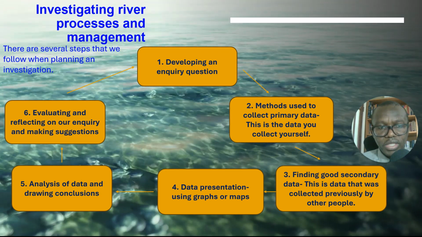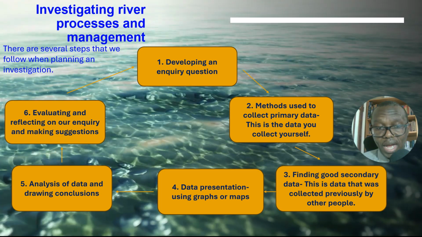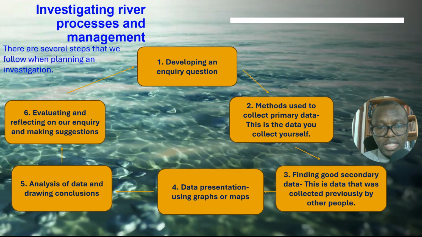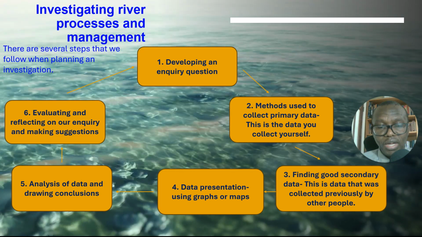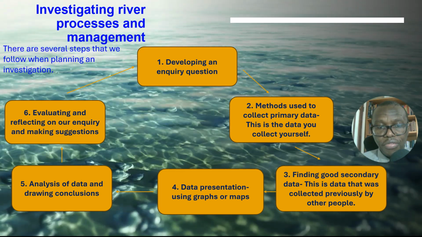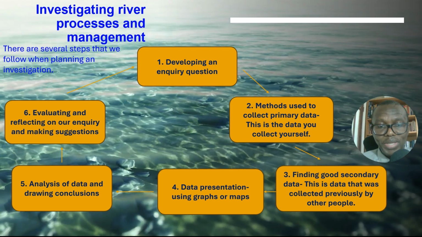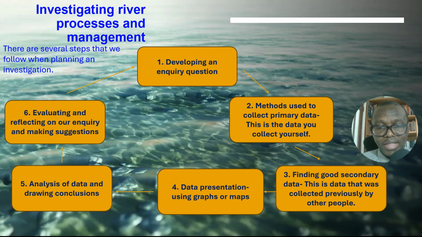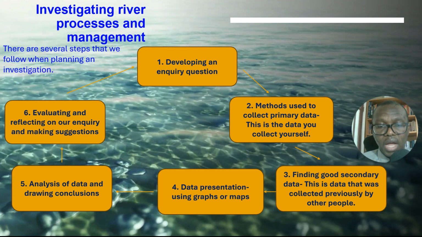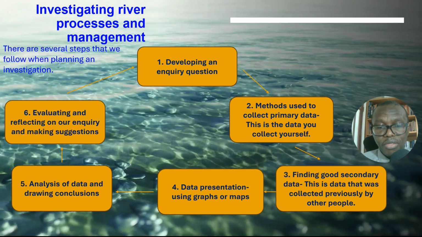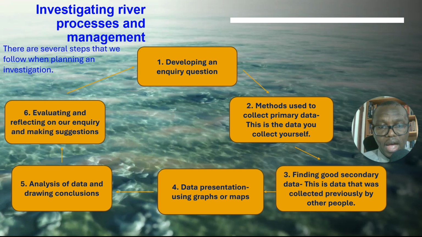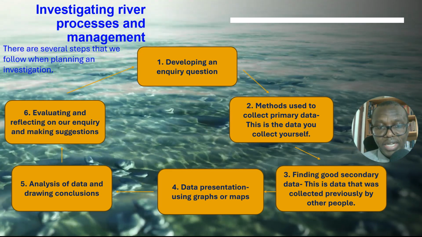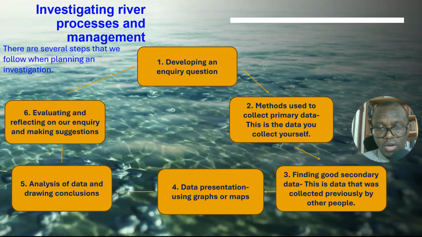So there are several steps that we need to follow when planning an investigation. Before we go out to the field, the first thing that we need to do is to develop an inquiry question. This is the question that we will be seeking to answer when we go out to the field. The second thing is to think about the methods that we are going to use to collect primary data. Primary data is the data that you yourself collect.